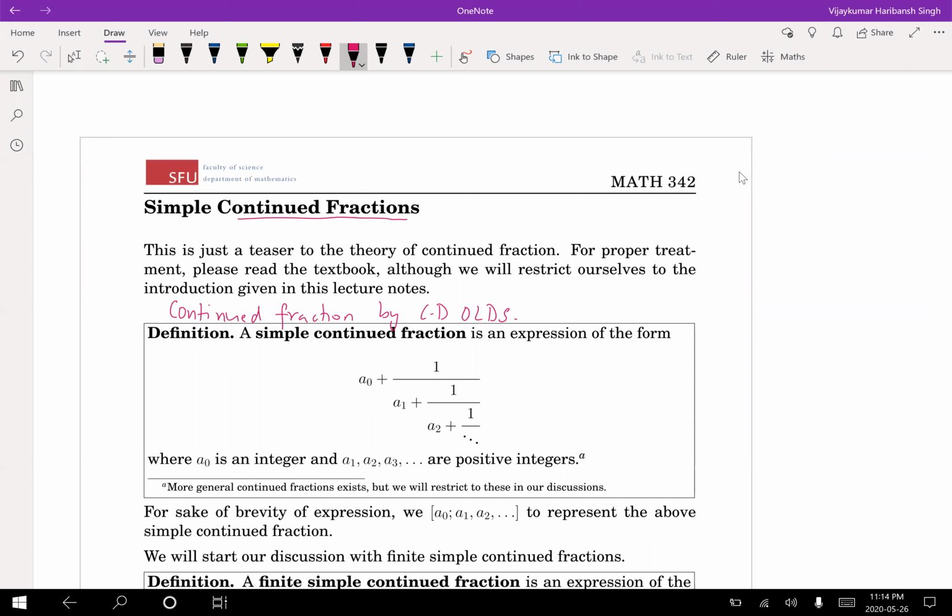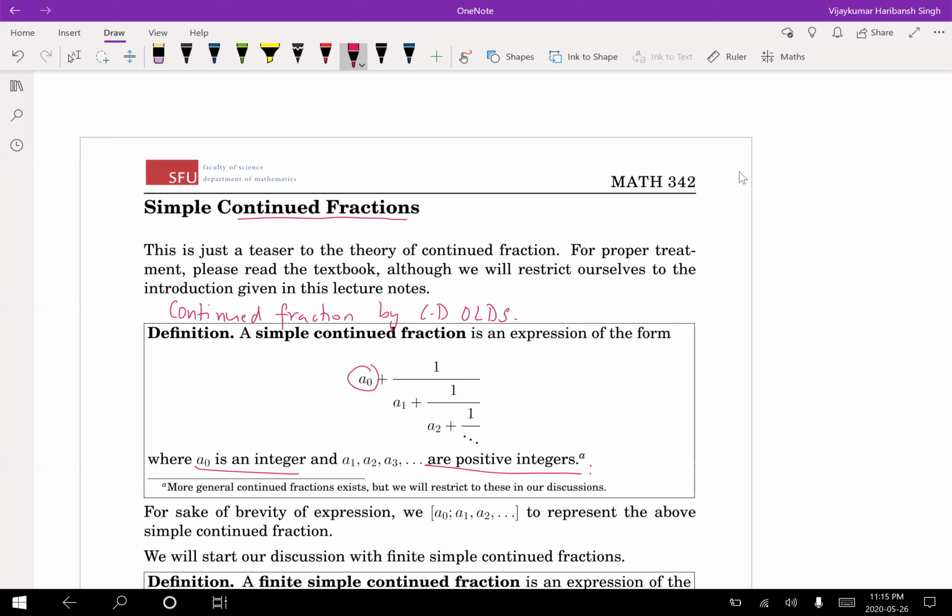So a simple continued fraction is an expression of the form a0 plus 1 upon a1 plus 1 upon a2 plus dot dot dot. Keep on going like that. It can stop at a finite step or it can keep on going. Here, a0 has to be an integer, any integer, positive or negative or 0, and a1, a2, a3, and so on are positive integers.